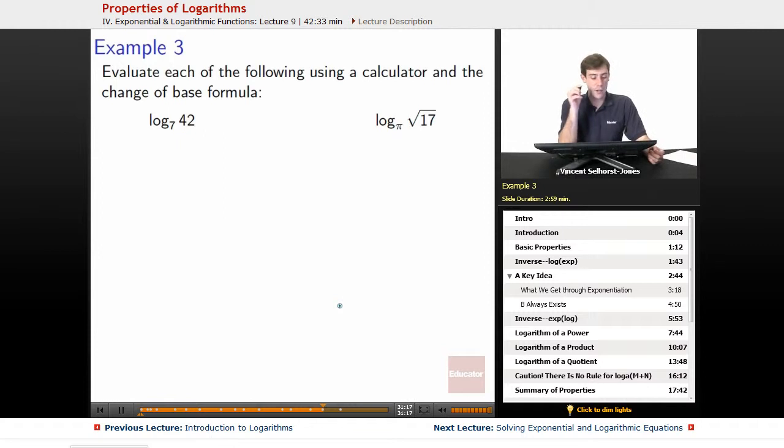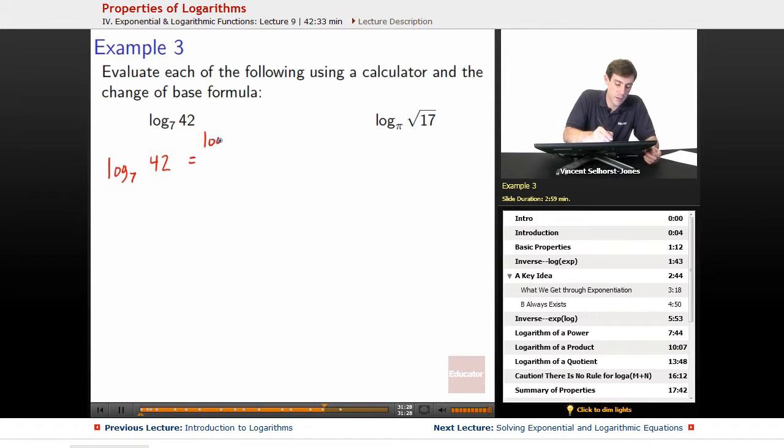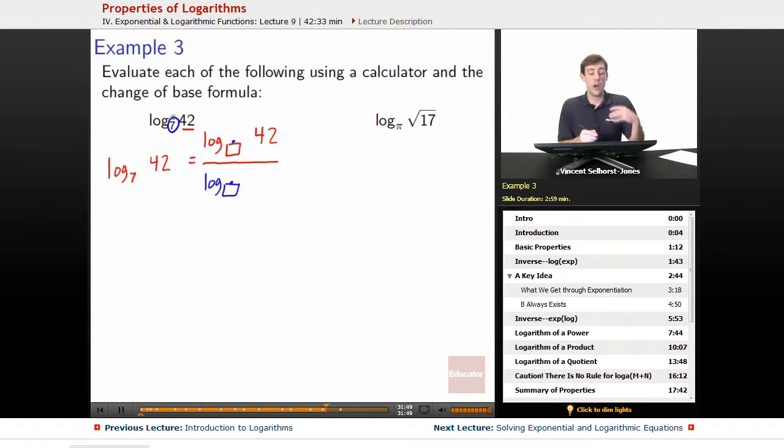Evaluate each of the following, use a calculator and the change of base formula. So remember, our change of base formula, if we have log base 7 of 42, then we can change to any base, we'll put it as a square right now, of 42, the thing that we're taking our log of initially, divided by log, the base has to be the same between here and here. These have to be the same base. And it's going to be of our original base. So since it was log base 7 of 42, we now have log of something 42 divided by log of something 7. Right? That's how it works.